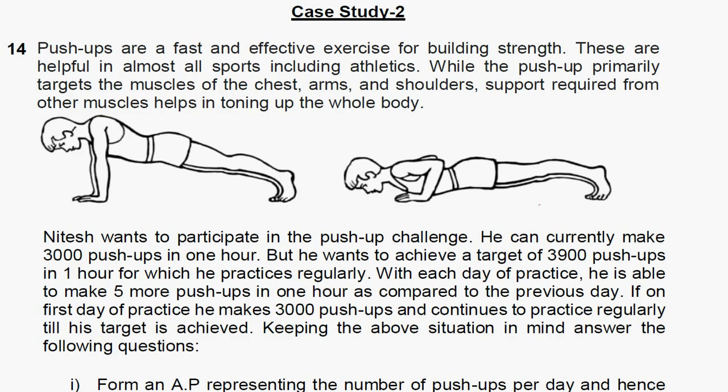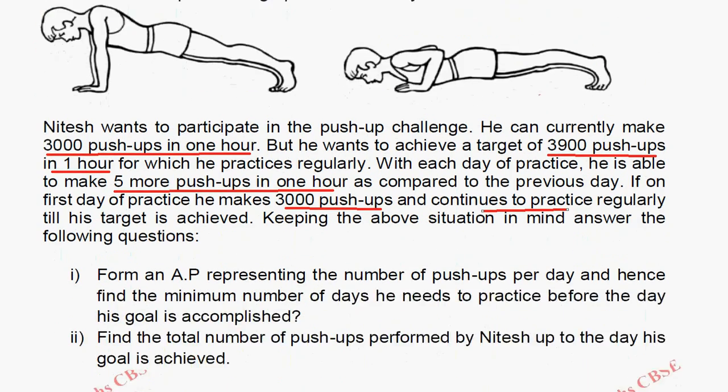Question number 14, case study 2. Here, a person Nitish is doing 3000 push-ups in 1 hour. But he wants to achieve the target of 3900 push-ups in 1 hour. And he practices regularly. He is able to make 5 more push-ups in 1 hour compared to the previous day. On the first day, he makes 3000 push-ups and he continues to practice regularly till his target is achieved. This is the situation given.